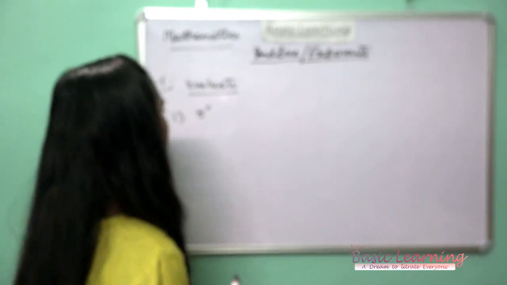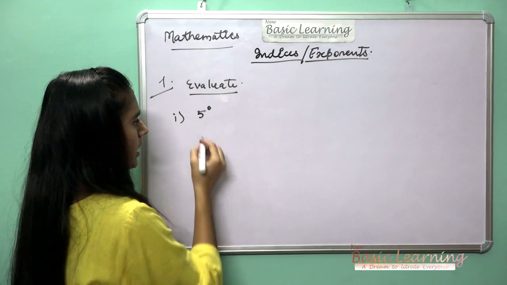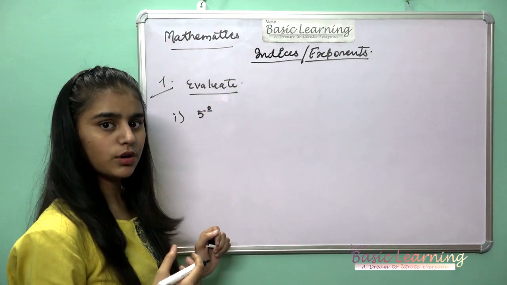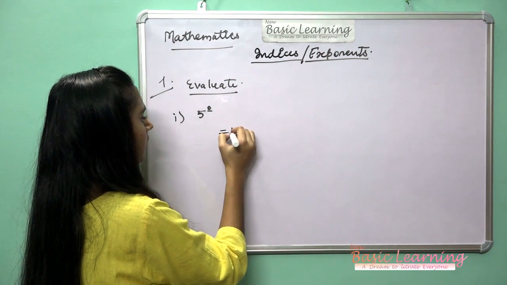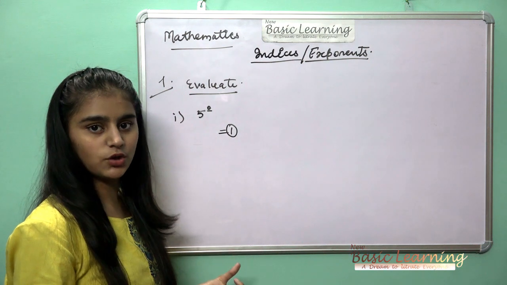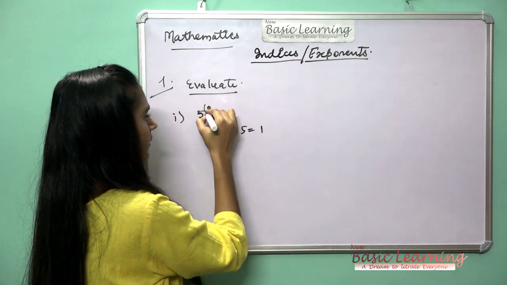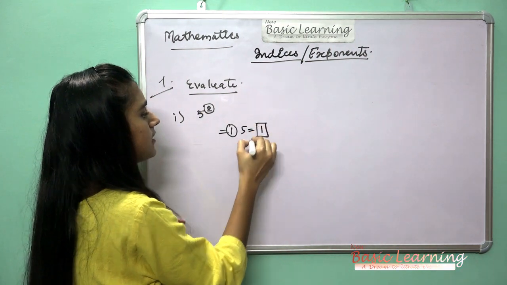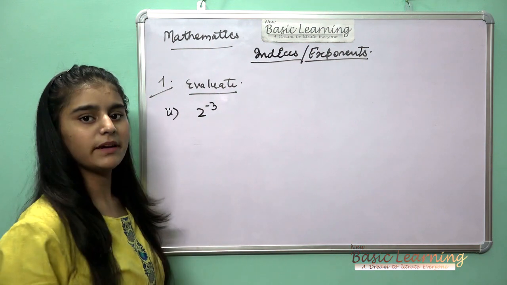So in this first question, this is 5 to the power 0. I told you also, if the power is 0, then it is considered as 1. So the simple answer is only 1. No problem. Next question is 2 to the power minus 3.